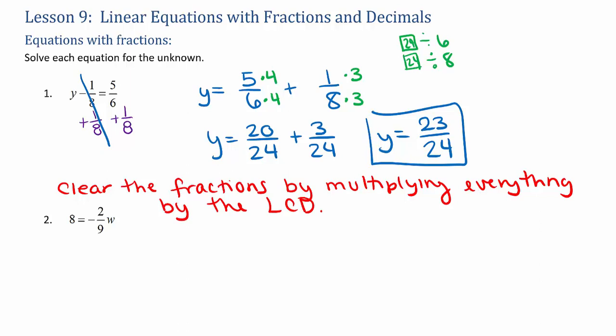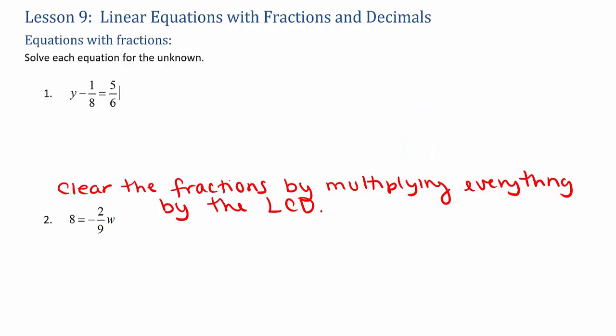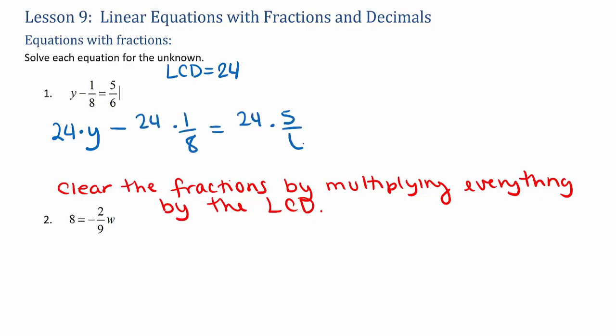You don't need to write this down in your notes. We're going to do a lot of other examples. But the basic idea is you still have to find that least common denominator, which is 24. And then you take every single term and multiply it by 24. So 24 times y, 24 times 1/8, and 24 times 5/6. Now this 24 is really a 24/1. And so when I multiply, I get to reduce.